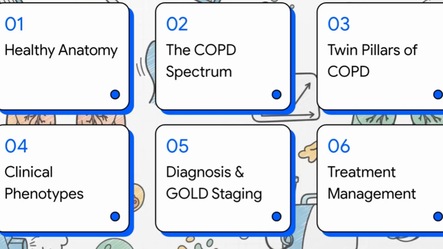To make this complex topic easy to grasp, here is our blueprint for today. 1. The healthy respiratory system. 2. Understanding the COPD spectrum. 3. The twin pillars of COPD. 4. Clinical phenotypes A and B. 5. Diagnosis and GOLD staging. And finally, 6. Stepwise treatment and management.